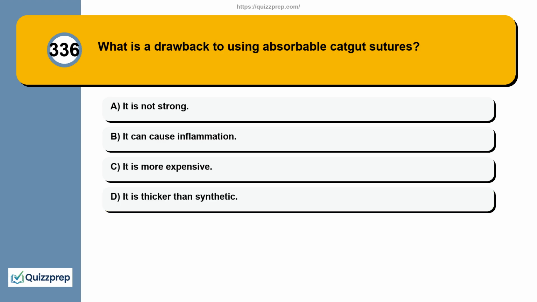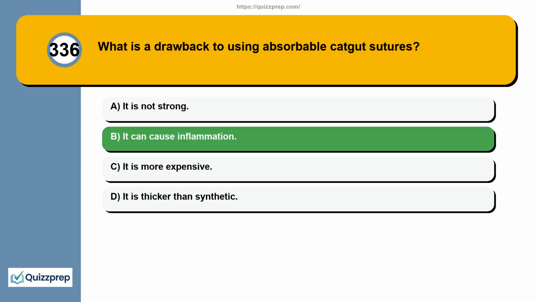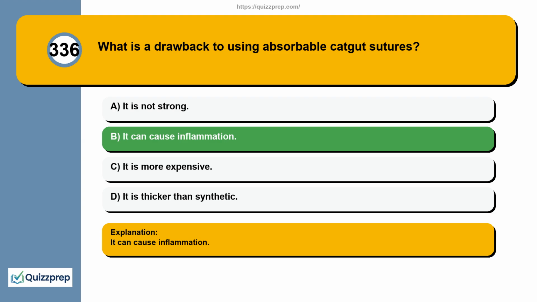Question 336. What is a drawback to using absorbable catgut sutures? Option A. It is not strong. Option B. It can cause inflammation. Option C. It is more expensive. Option D. It is thicker than synthetic. The correct answer is option B. It can cause inflammation.